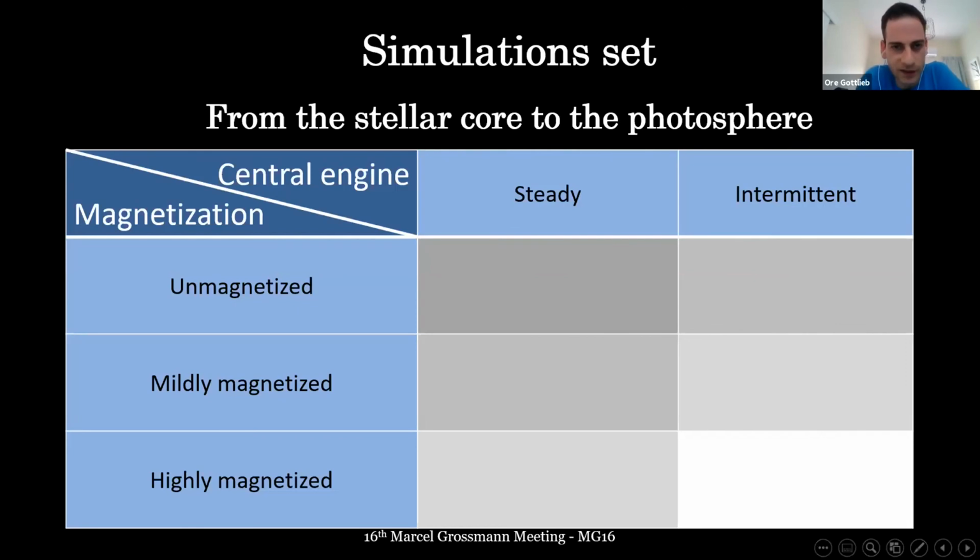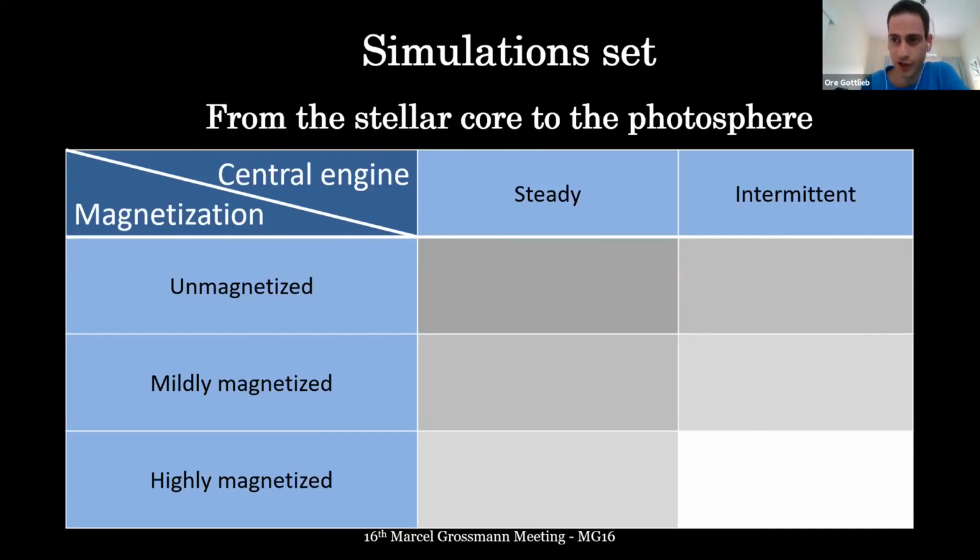So this is one parameter that we examined, and the other one is the magnetization. The jet can be unmagnetized, mildly magnetized, or highly magnetized. And I would like to emphasize that when I say magnetization, what I'm referring to is the magnetization of the jet following the collimation nozzle. And it will be more clear during the talk.